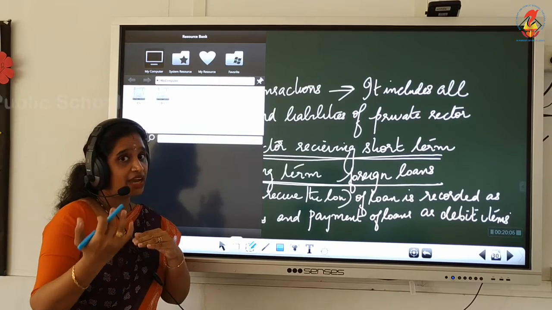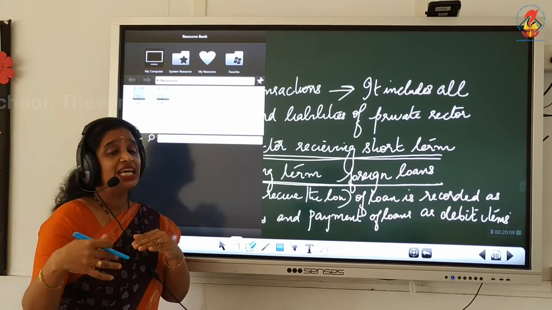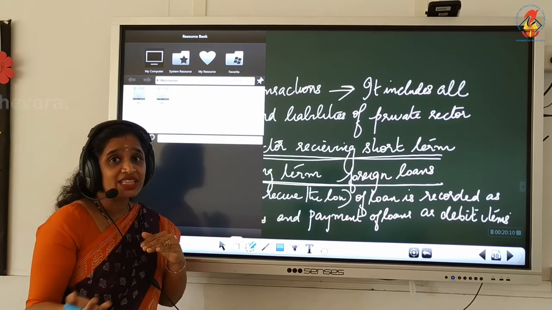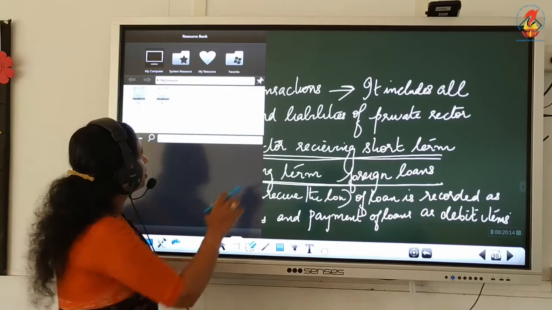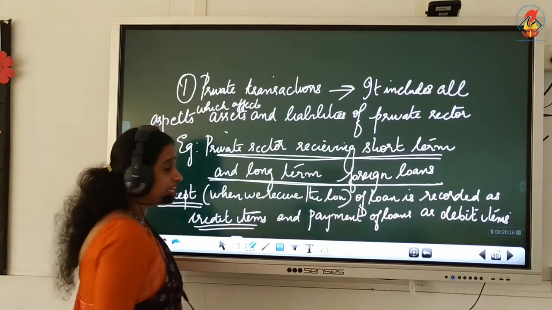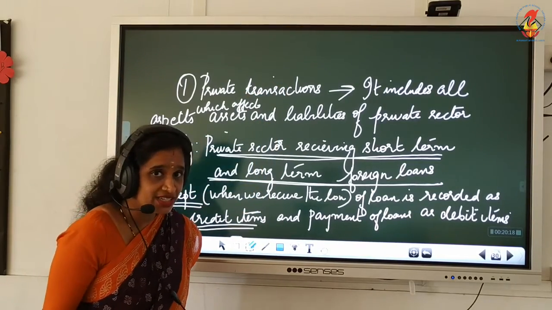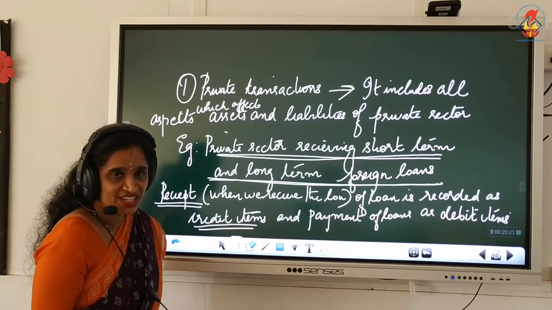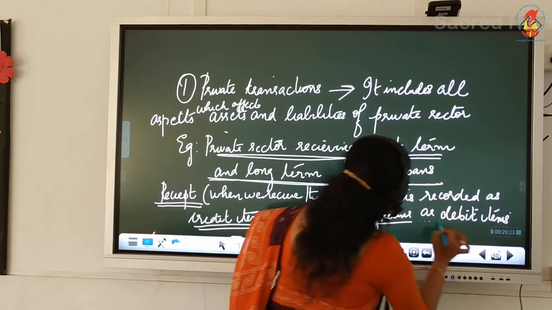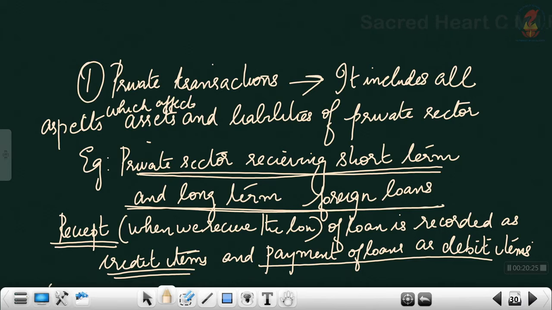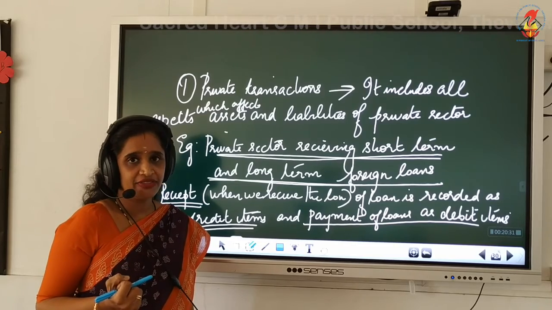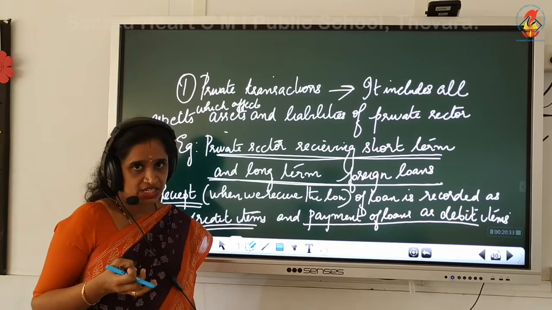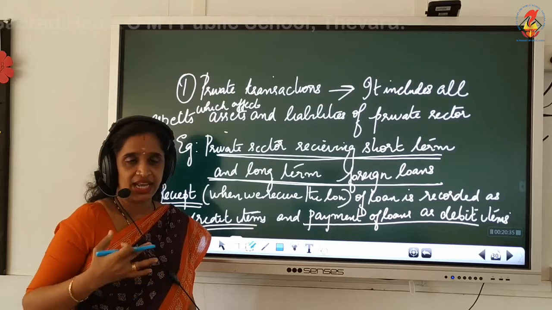But when they have to repay the loan with a rate of interest, what will it become? When they have to repay with the rate of interest, it will become a payment. So when they have to make the payment, it is recorded as the debit item. So every private sector will have certain transactions that can affect their assets and liabilities.